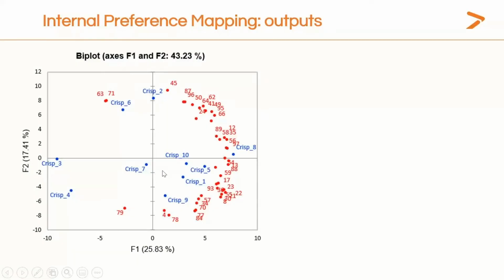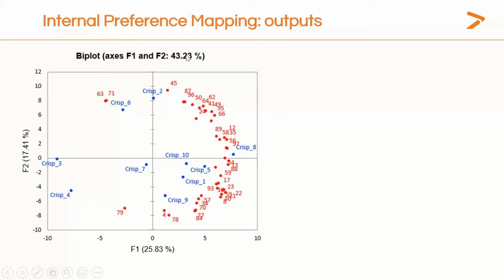This is how a PCA looks like, and this is actually an internal preference mapping. So F1, the horizontal axis, is the first dimension of the PCA, or the first column of the PCA, the one that holds the maximum amount of information, and F2 is the vertical axis. Together, F1 and F2 summarize 43% of the information from the initial data set.